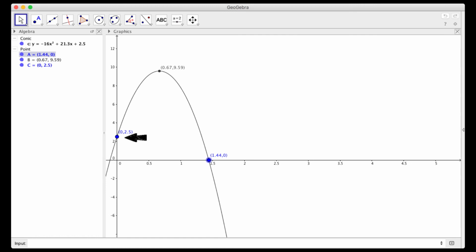That is our initial height. The maximum height of the ball was approximately 9.59 feet, and that occurred at 0.67 seconds. We found this with the extrema function of GeoGebra. You can also clearly see the x-intercept of 1.44 seconds, which was the average time when the ball hit the ground.